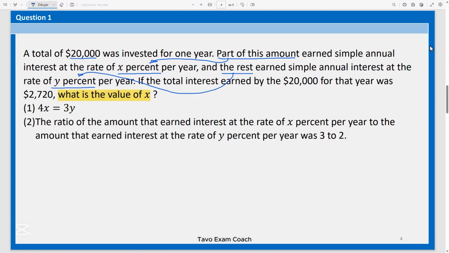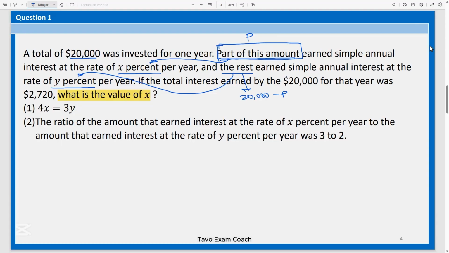So how do X and Y relate to each other, and how does X relate to the $20,000 and to the two parts of the $20,000? Well, let's define a variable in order to make it easy to identify this relationship among all variables. The part of the amount that was set to earn interest at the rate of X% yearly, we call P. And the rest, we simply call 20,000 minus P, because the sum of the two is $20,000.